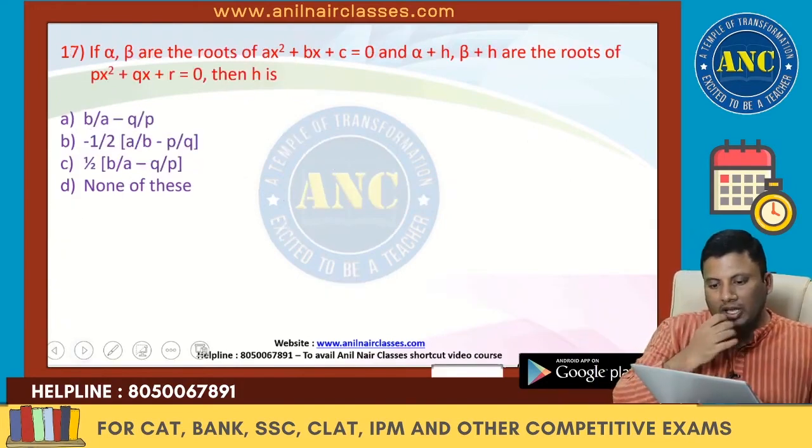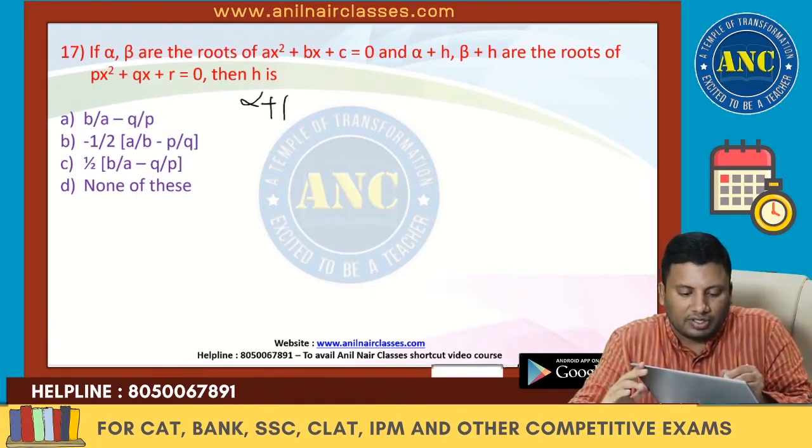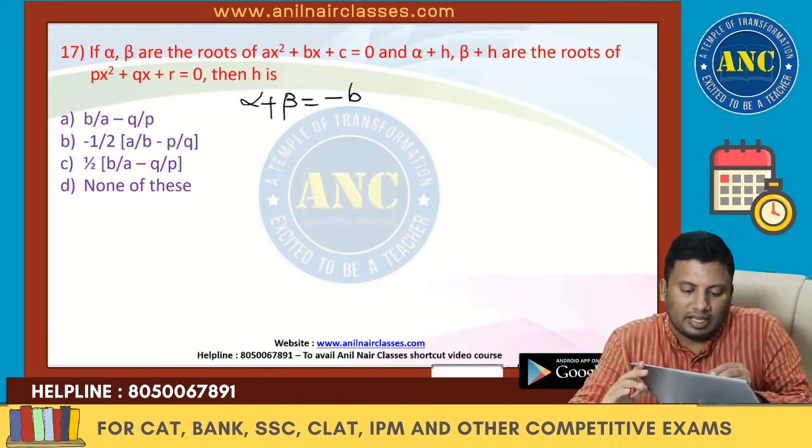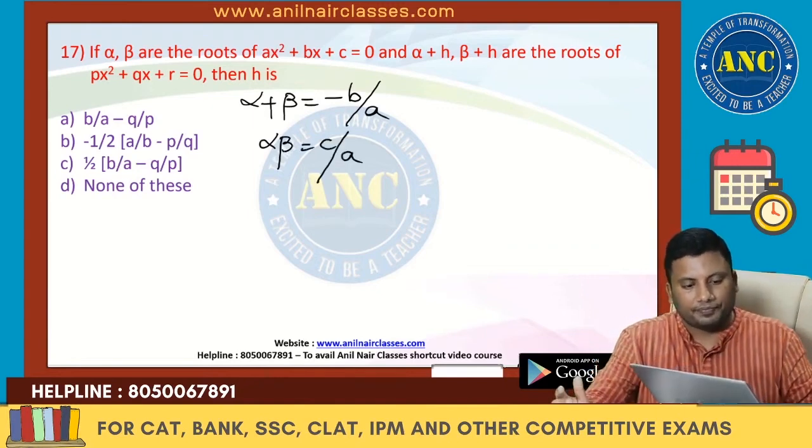16th one. If alpha and beta are the roots of the equation, that means alpha plus beta is minus b by a. Product of the roots alpha beta is c by a.